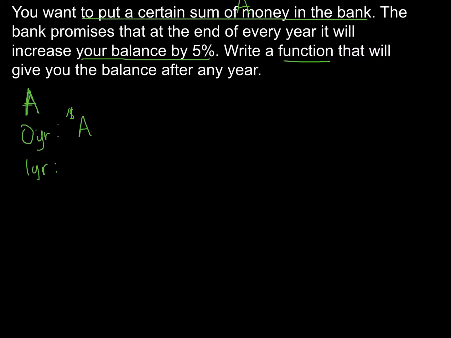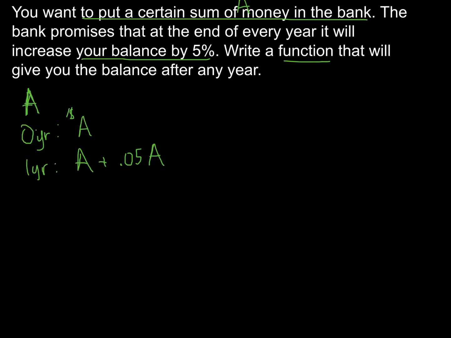Hopefully, what you saw is that, okay, I'm going to have that $A that I put in, and then they're going to add on to it 5% of that. How do I get 5% of that? Well, I'm going to take 0.05 and multiply it by however much I put in. Right? So if you're thinking about it, here's the original amount, and then after this 1 year, they're going to take 5% of that original and add it on. Okay?